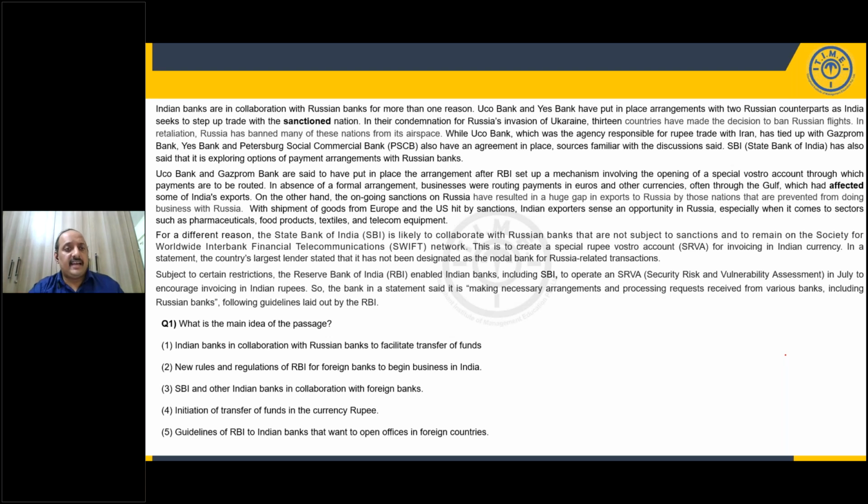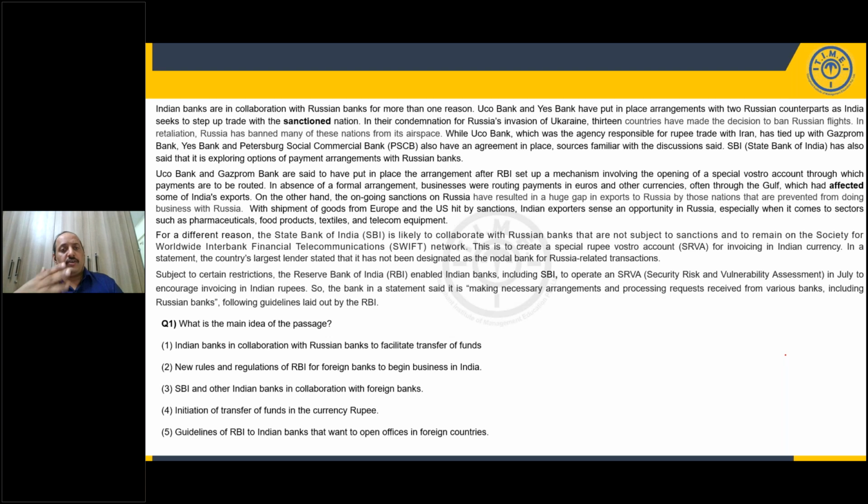So UCO Bank and Gazprom Bank are said to have put in place the arrangement after the RBI set up a mechanism involving the opening of a special Vostro account through which payments are to be routed. So RBI set up a mechanism. They opened a special Vostro account through which the payments from Russia to the Indian bank could be routed. And after that, UCO and Gazprom Bank brought in this whole arrangement.